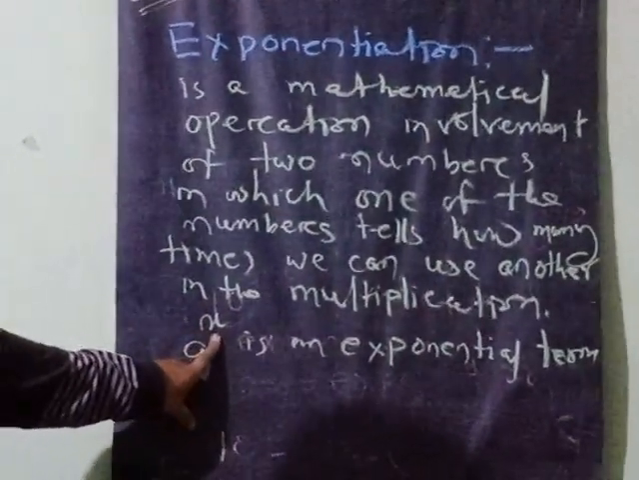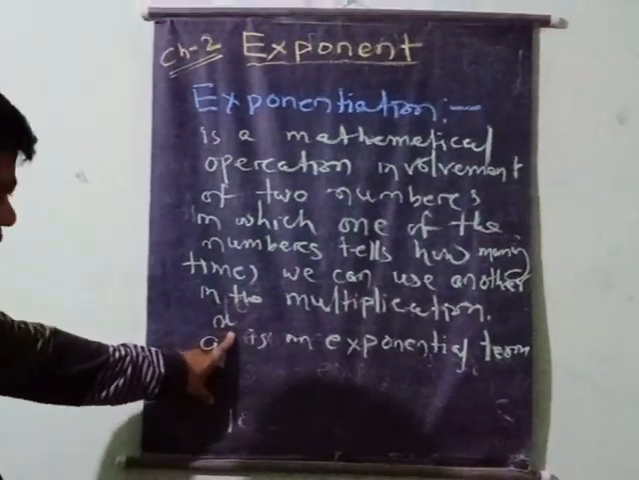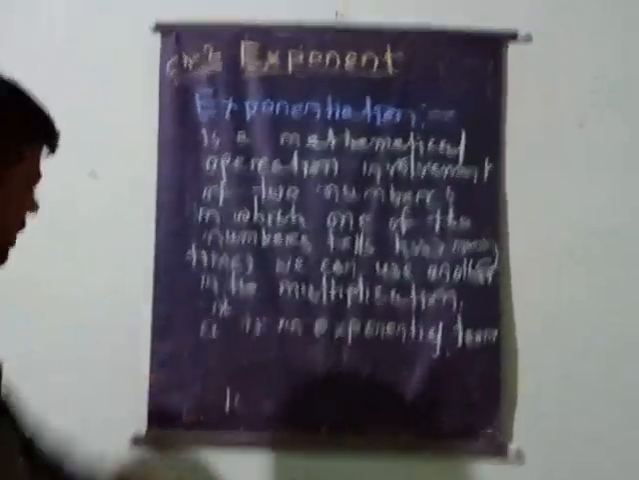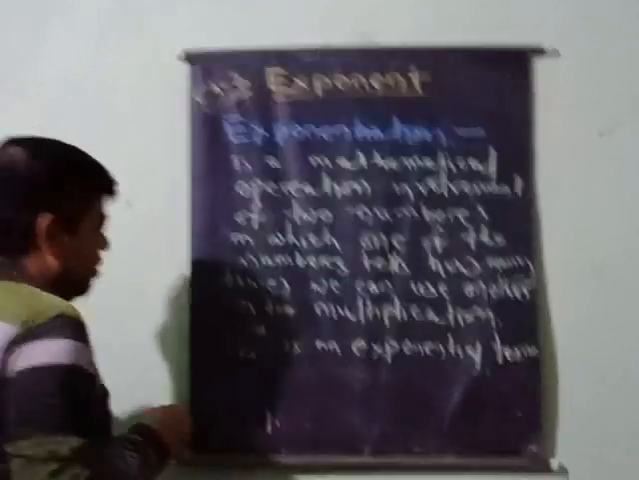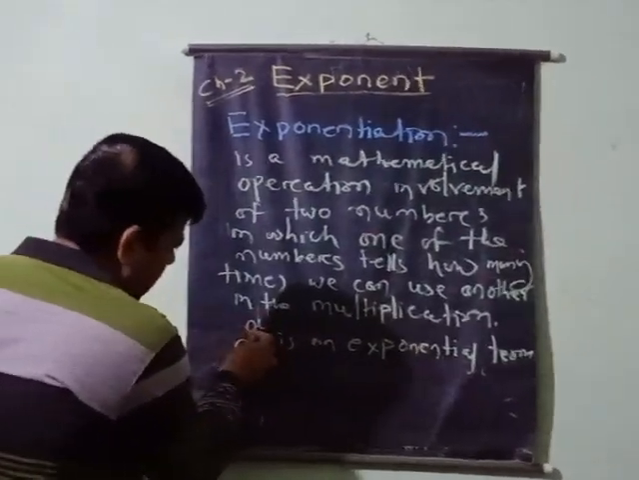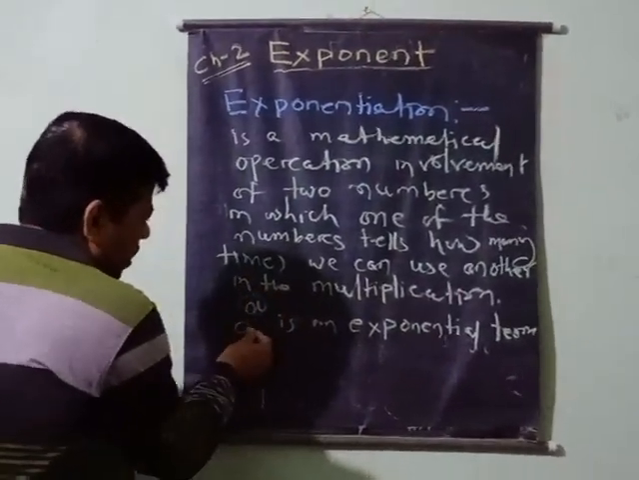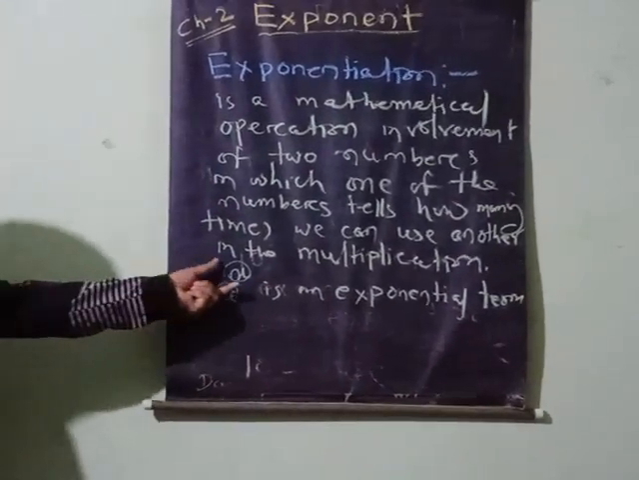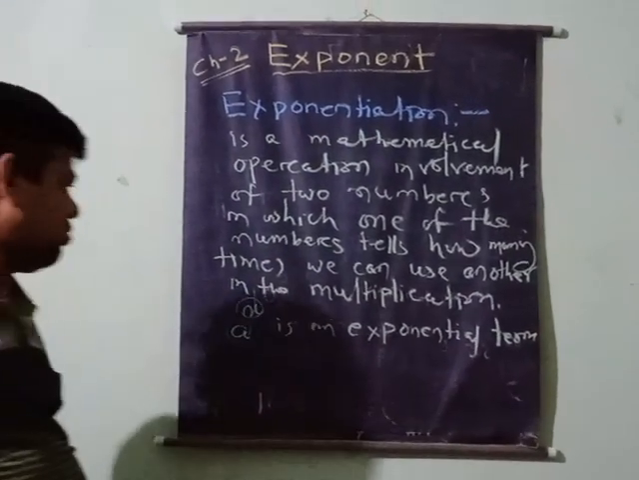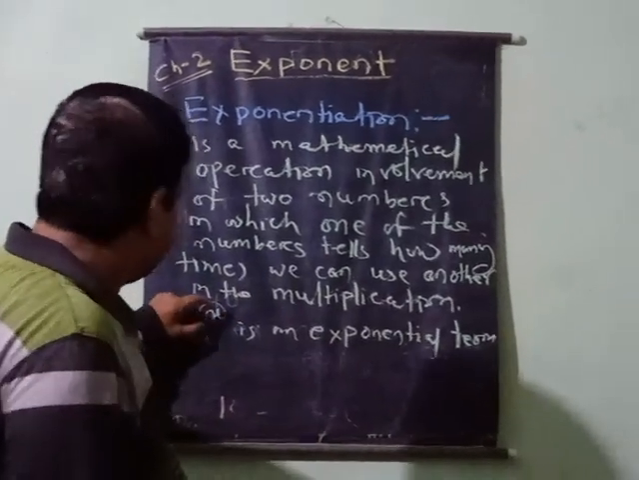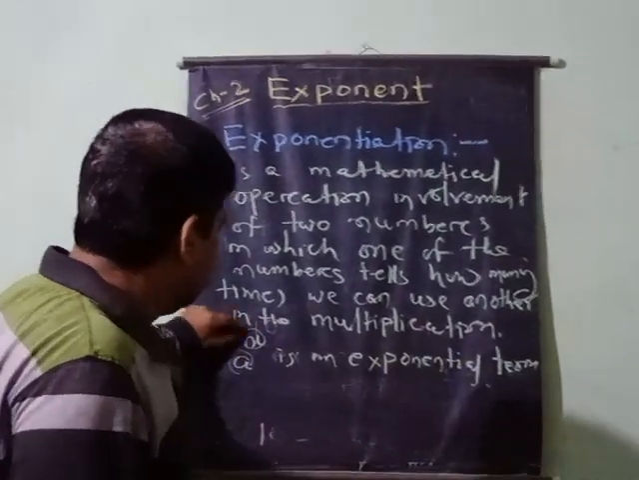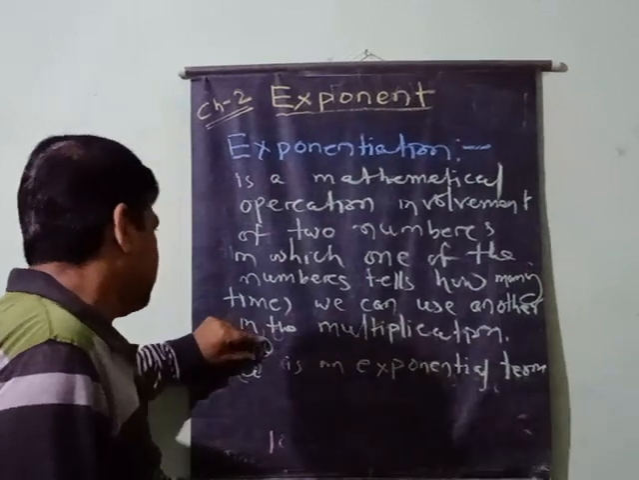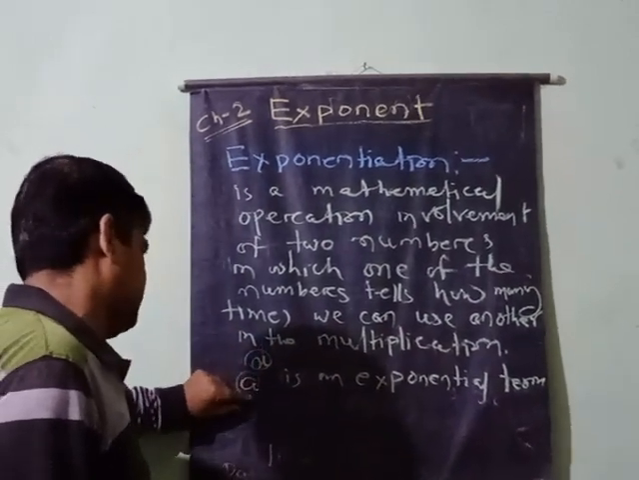Here x indicates the exponent, the power, or the index, and a indicates what? Base. So what is x? X is one of the variables, and a is one of the variables. Variables can also be replaced by any numbers. That is why it is a mathematical notation of the exponential term, in which x and a indicate the involvement of two variables or two numbers.